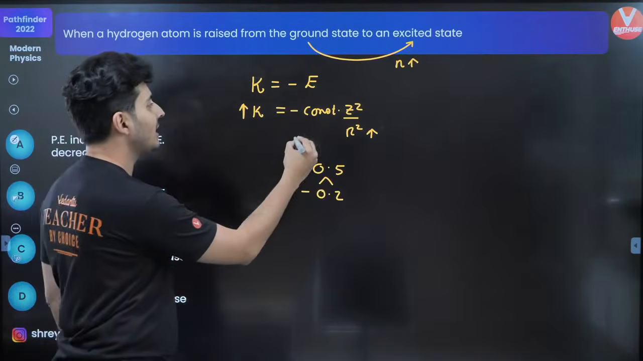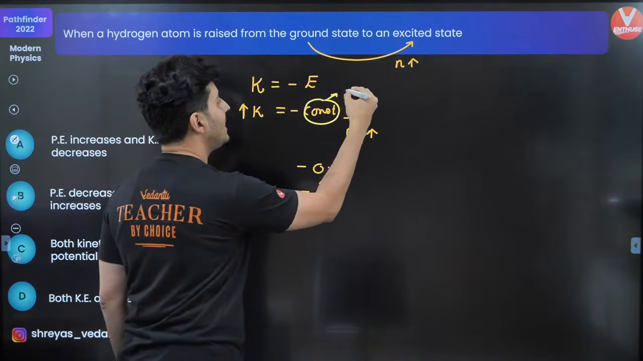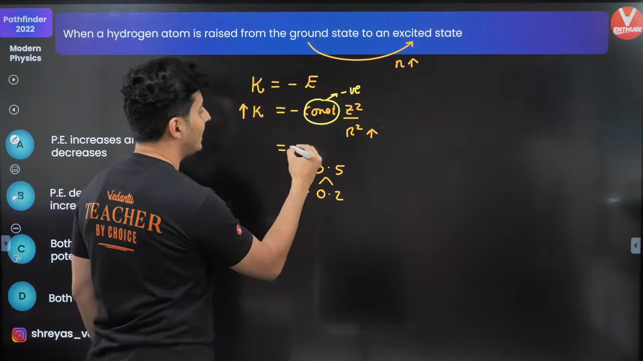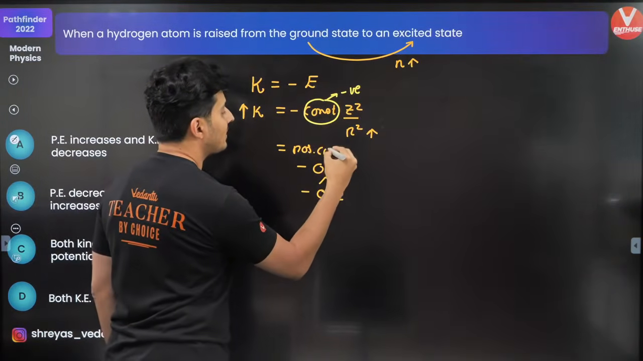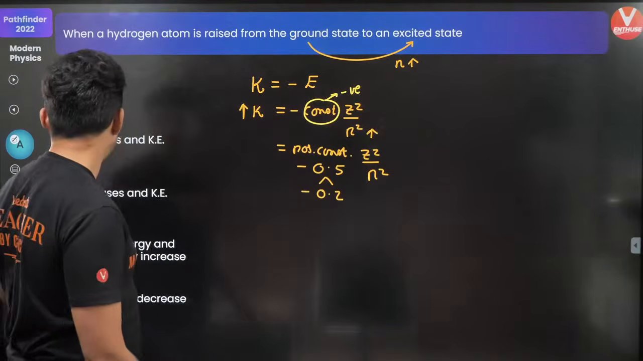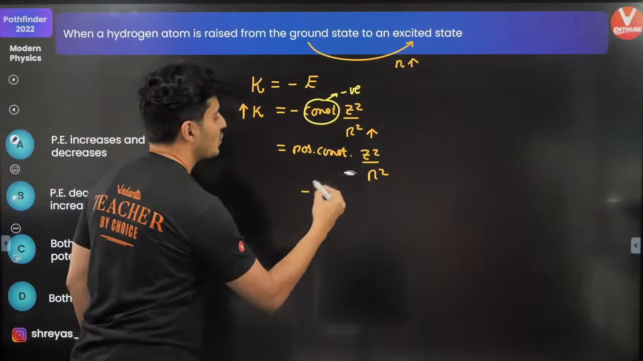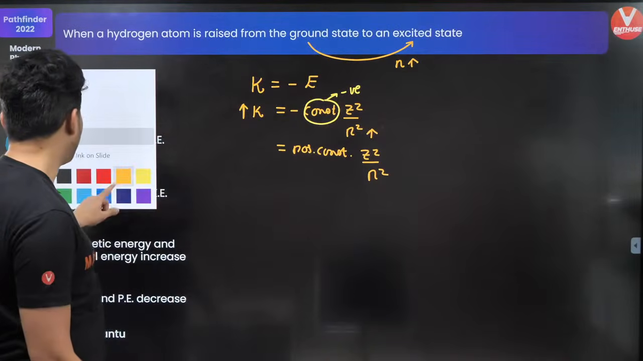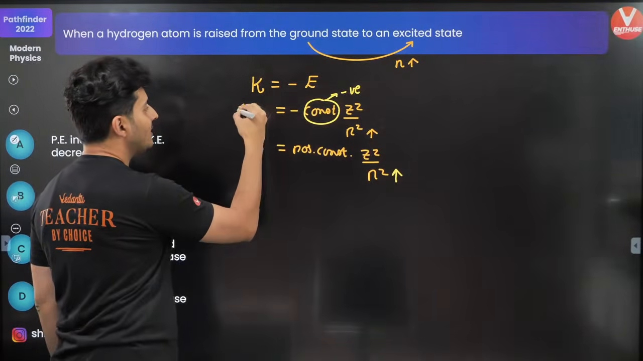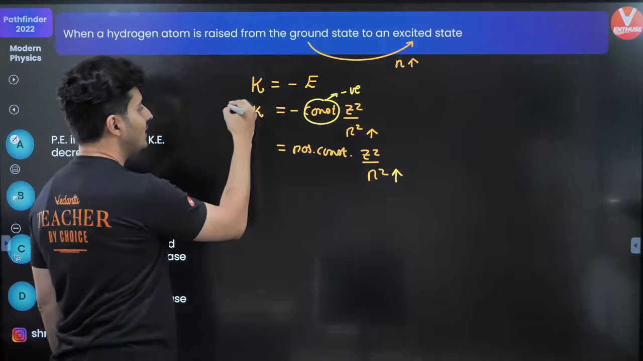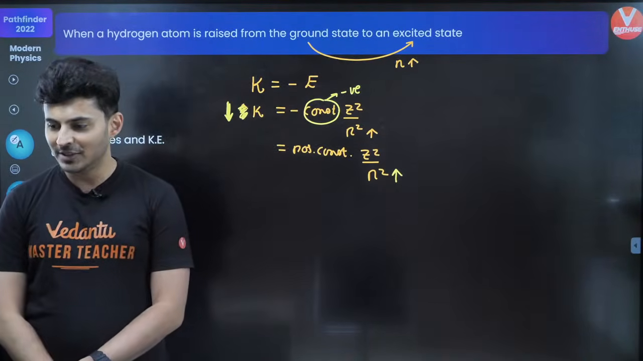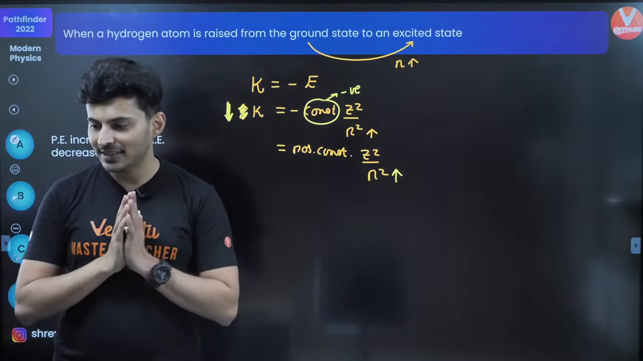So technically speaking, this constant itself being negative, strictly speaking, what should happen? The kinetic energy will be a positive constant into z square by n square. So now you will get the idea. If n increases, kinetic energy will not increase. Kinetic energy will decrease. Understood? Got it?